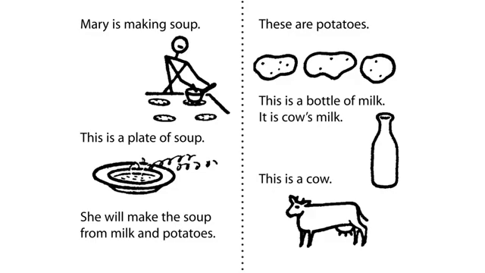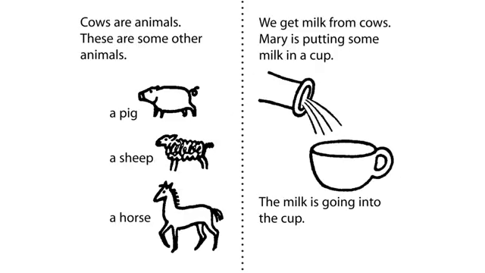Mary is making soup. This is a plate of soup. She will make the soup from milk and potatoes. These are potatoes. This is a bottle of milk. It is cow's milk. This is a cow. Cows are animals. These are some other animals. A pig, a sheep, a horse. We get milk from cows.